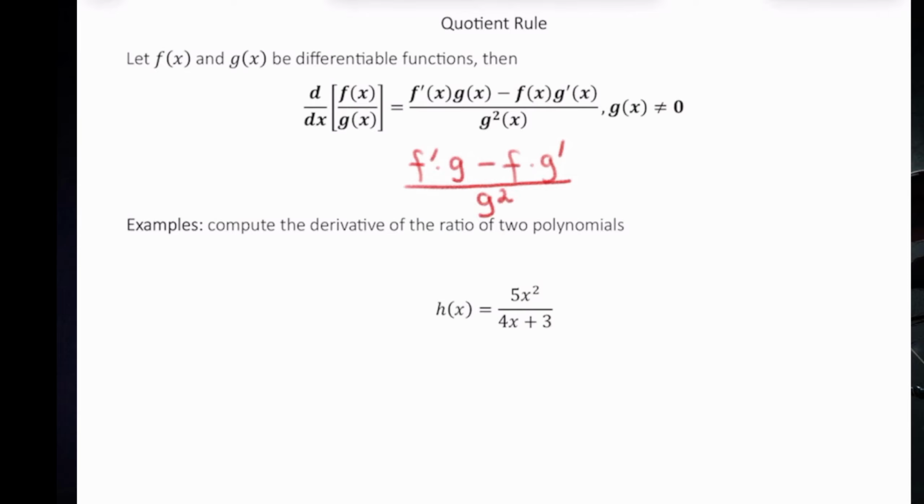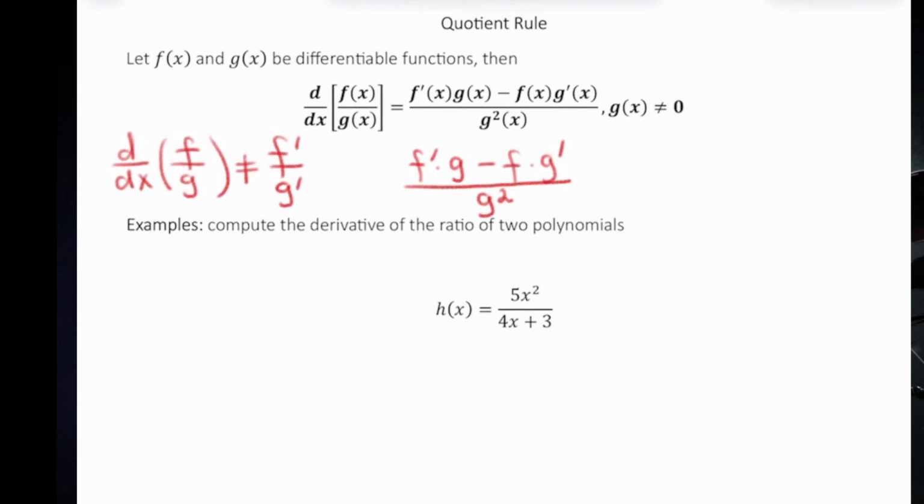Okay, so I'd like to emphasize what we should not be doing. If we were to compute the derivative of a quotient, it is not simply f prime over g prime. We had a similar statement for the product rule. Now let's take a look at a couple of examples where we practice this rule.